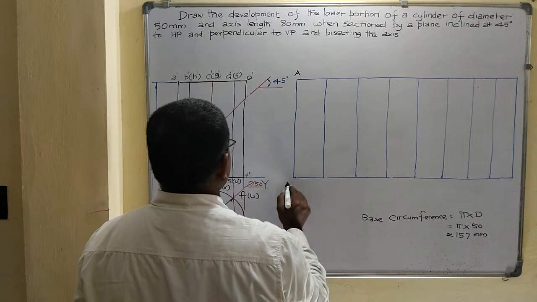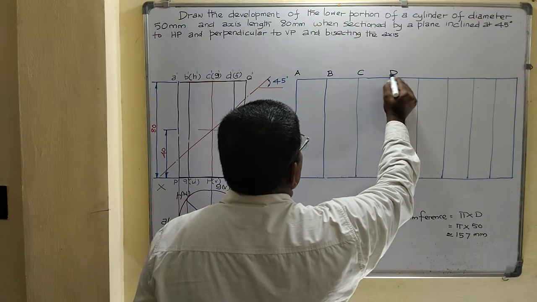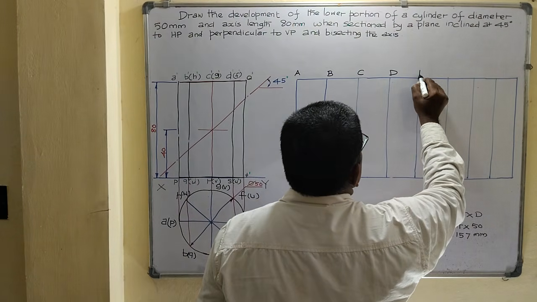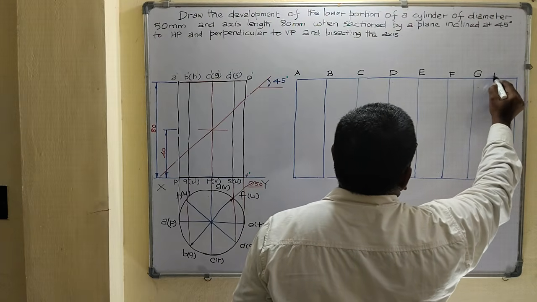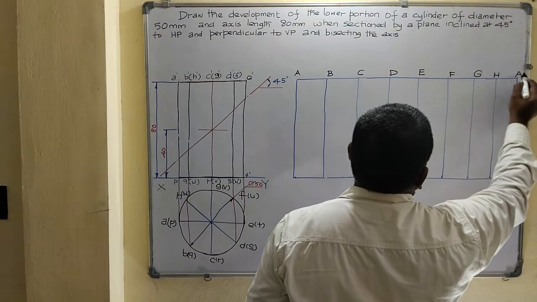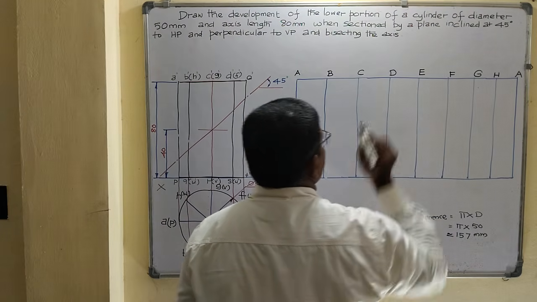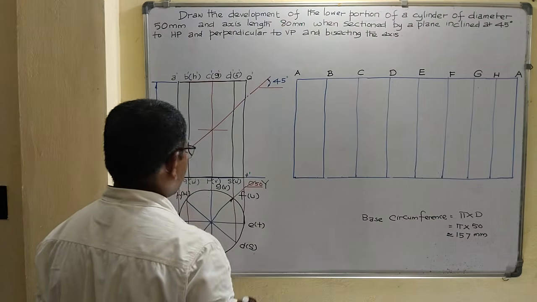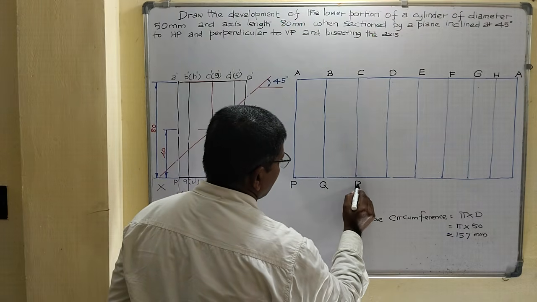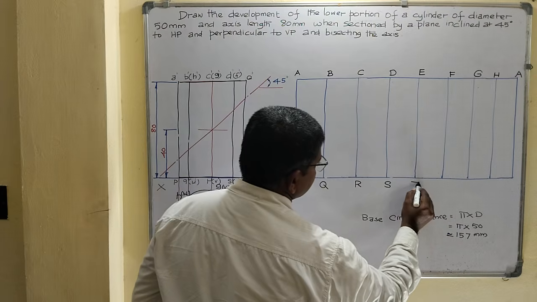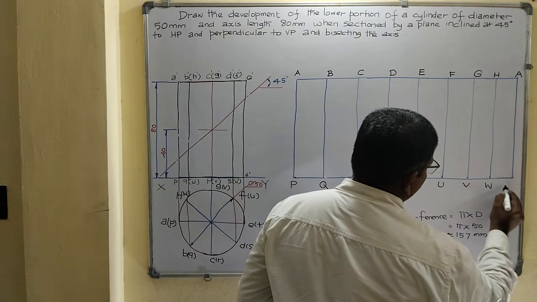A, B, D, E, F, G, H, and the end point is also the same point, A. Similarly, the bottom: P, Q, R, S, T, U, V, W, and P.